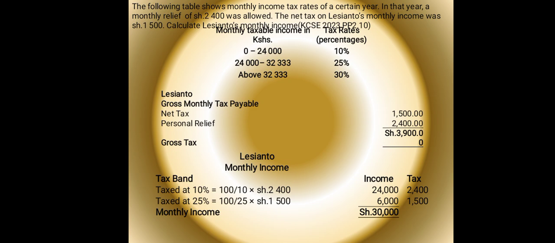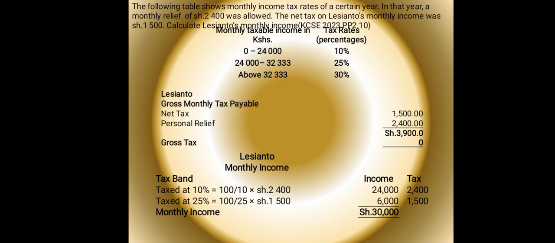A net tax of 1,500, personal relief of 2,400. So his gross tax was 3,900. Now we start from there.